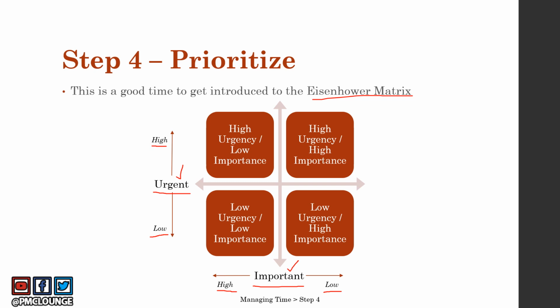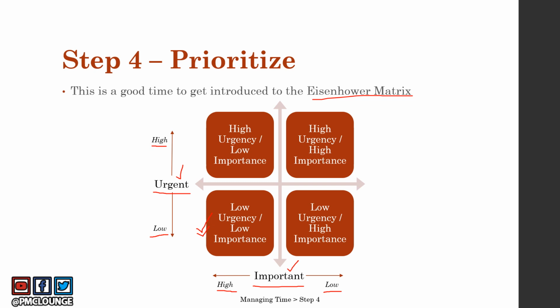Now, the best way to prioritize tasks is to split everything that you need to get done into four categories. So you have four categories in the diagram. That's how you split it. First is low urgency and low importance. What do you do with tasks that are low urgency and low importance? You can put them in the to-do list.